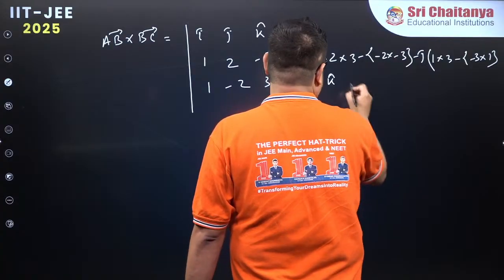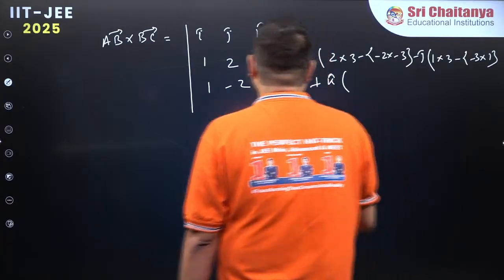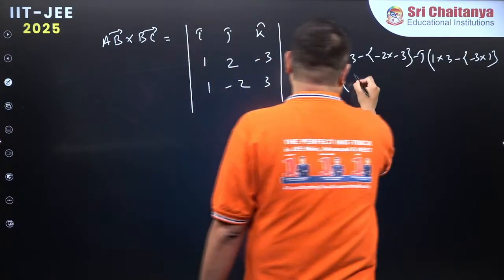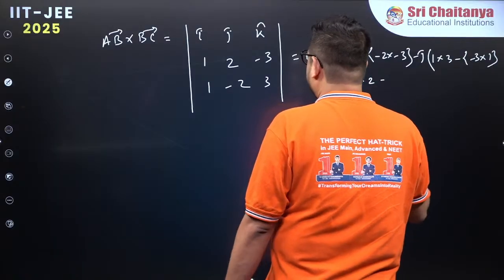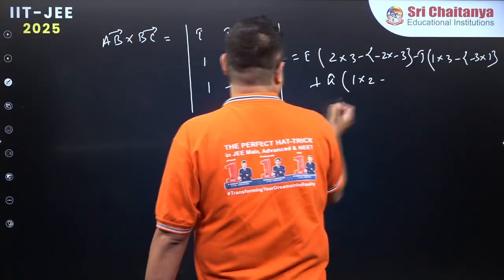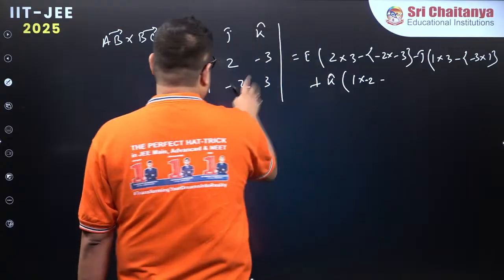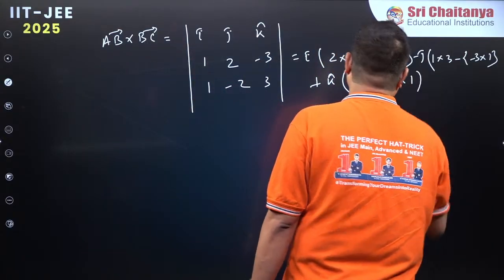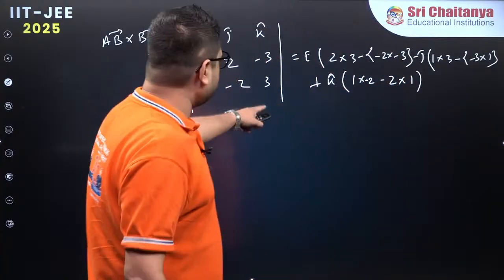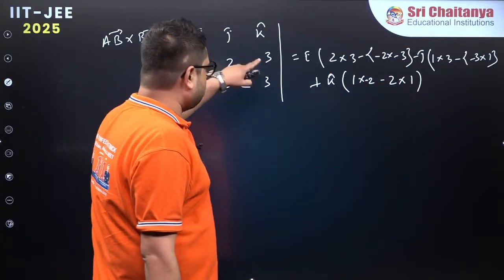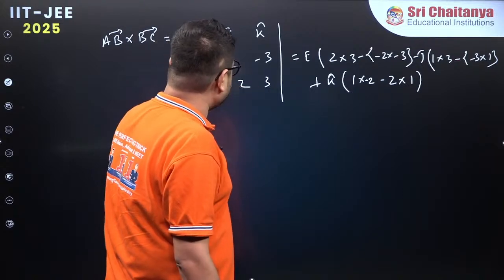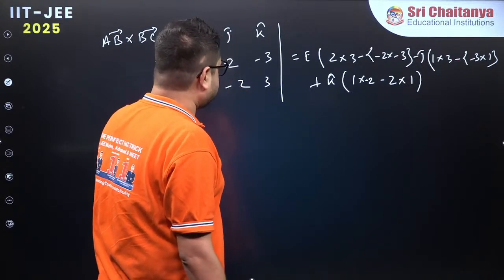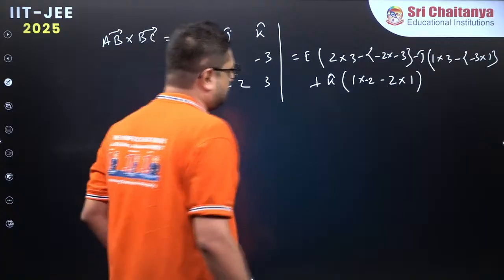We are doing the application part of cross products right now. So k cap, what will I be getting? 1 into 2 minus of 1 into minus 2, that is, 1 into minus 2 minus of 2 into 1. I hope everyone's getting this. So i cap: 2 into 3 minus of minus 2 into minus 3; minus j cap: 1 into 3 minus of minus 3 into 1; and k cap: 1 into minus 2 minus of 2 into 1.